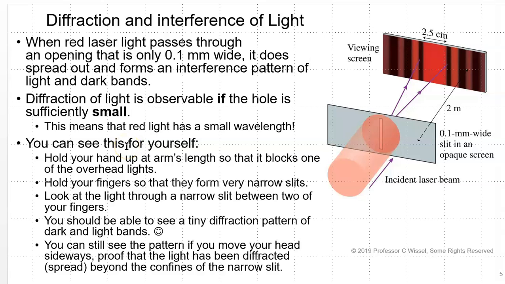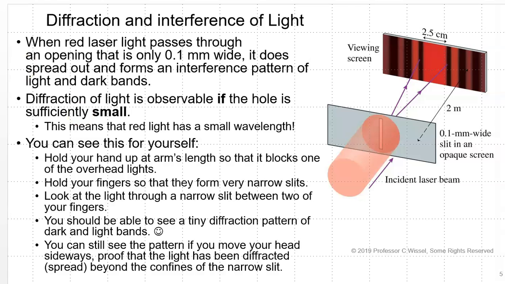Now, normally I demonstrate this in front of you, but I think I can describe it well enough. Hold your hand up at arm's length so that it blocks some light, preferably an overhead light or a desk lamp or something like that. Hold your fingers almost touching each other and look through the narrow slit between your fingers. If you look really carefully and get this just exactly right, you're going to see a set of narrow dark fringes, bands, between your fingers. Even if you move your head from side to side, you can still see these narrow fringes.